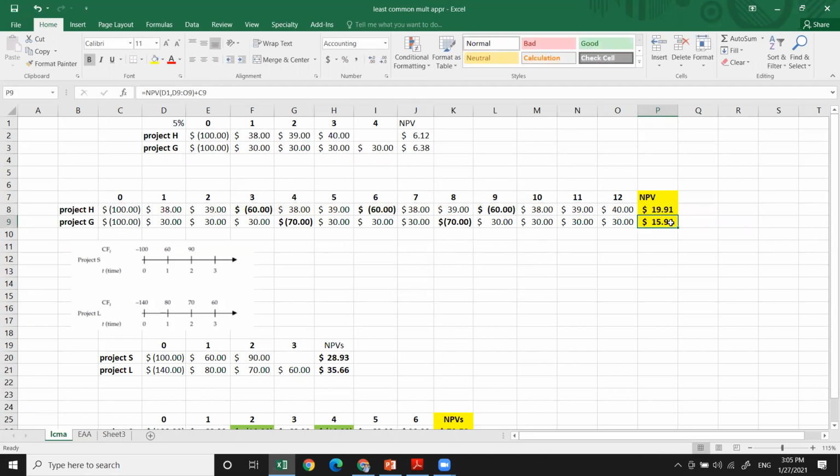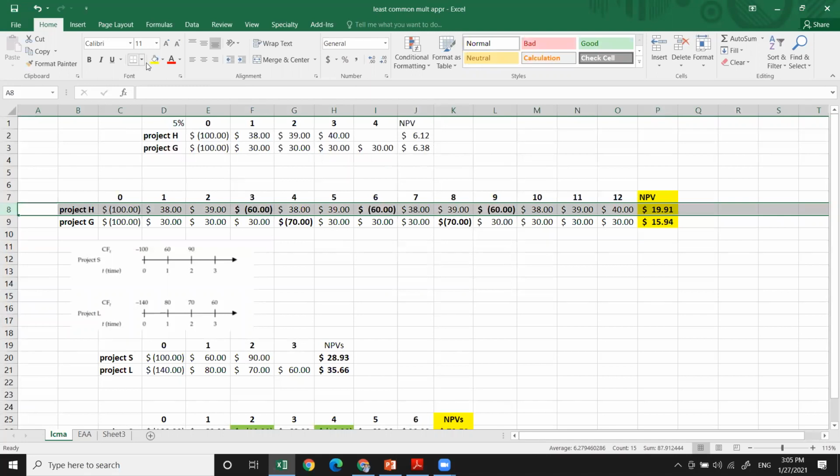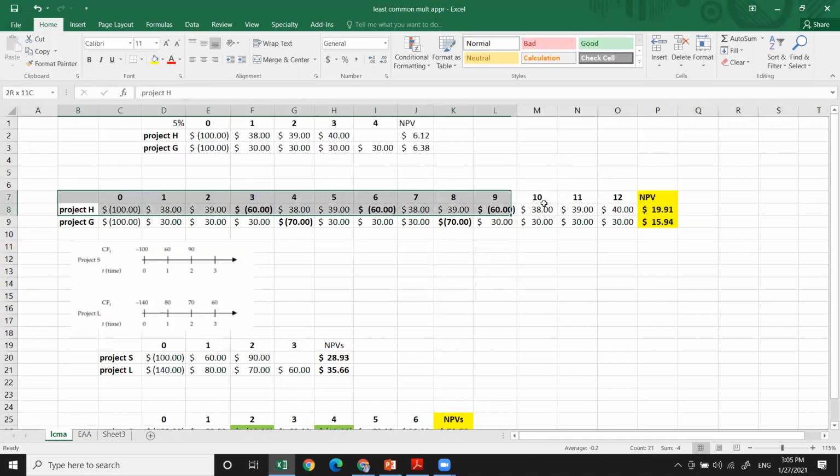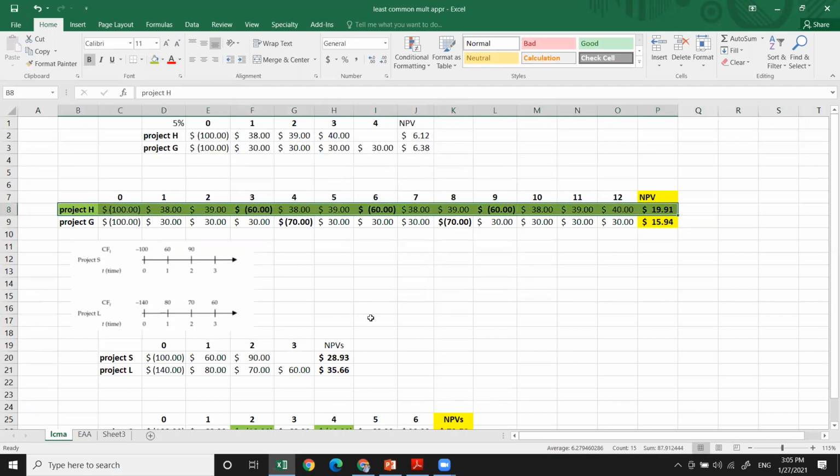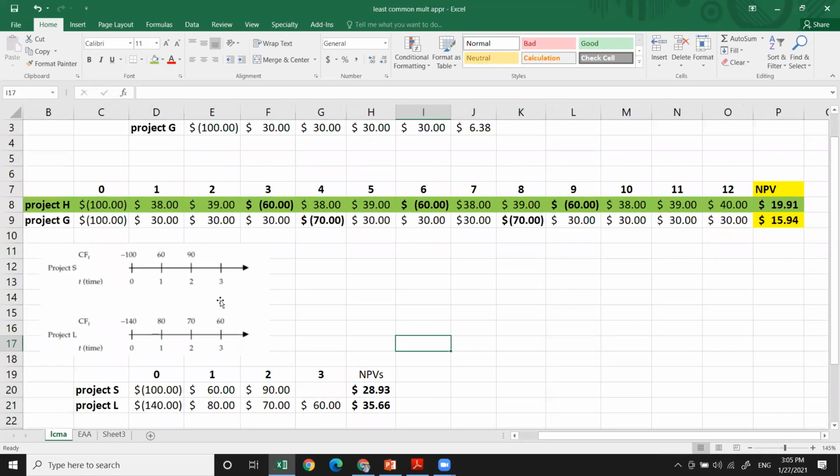And same thing in here. So our decision in here is to accept the project H. So the project H seems more preferable to G. Okay, I got an example from the book as well.